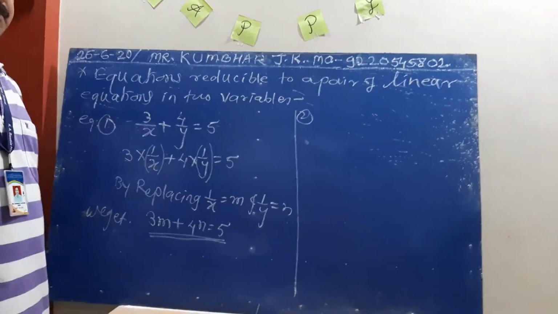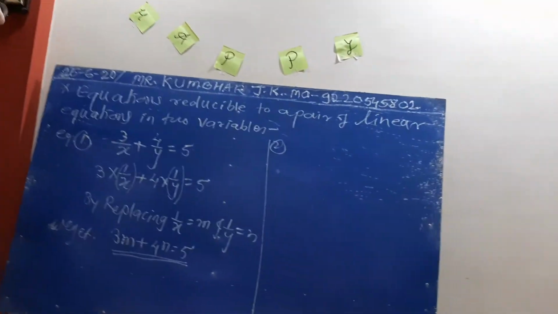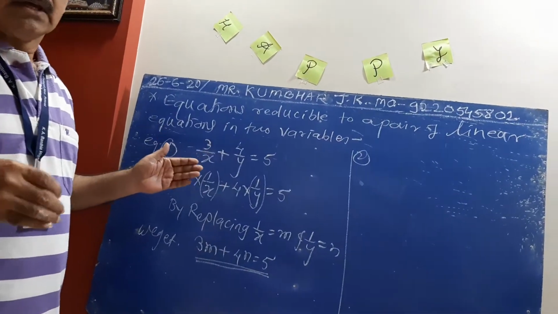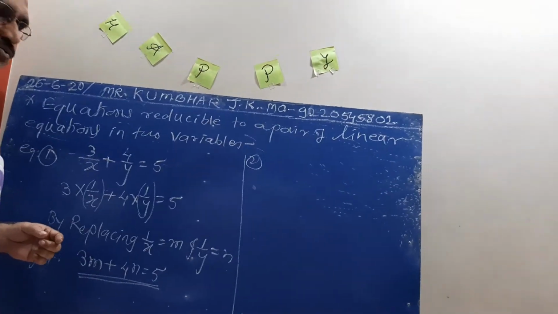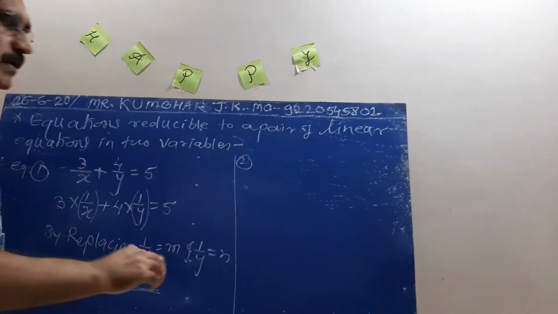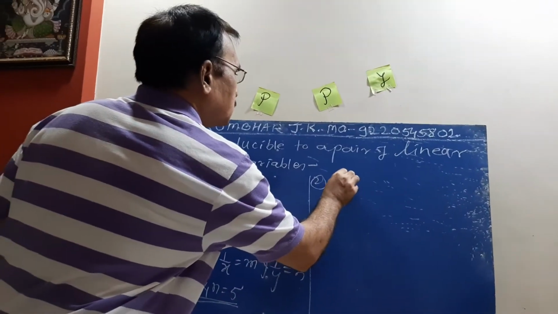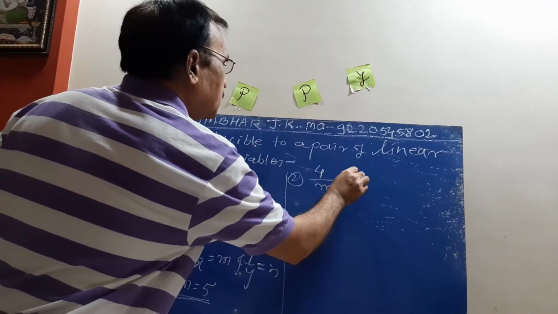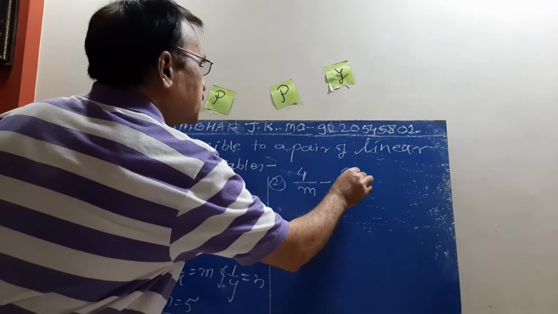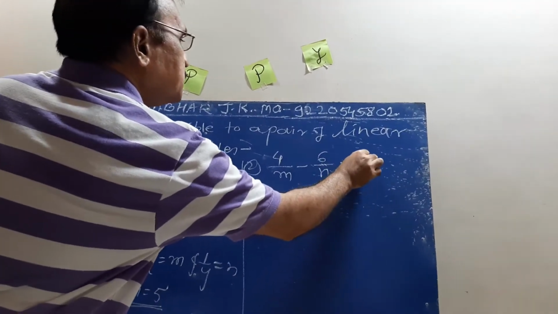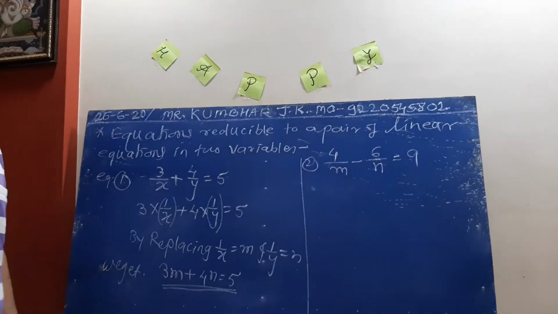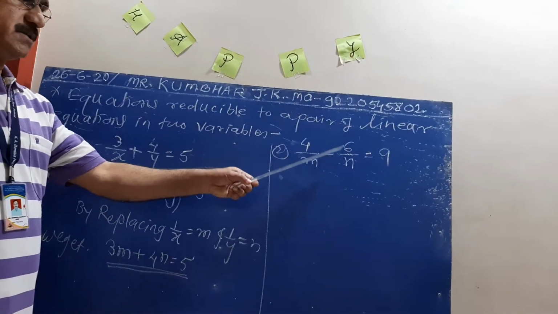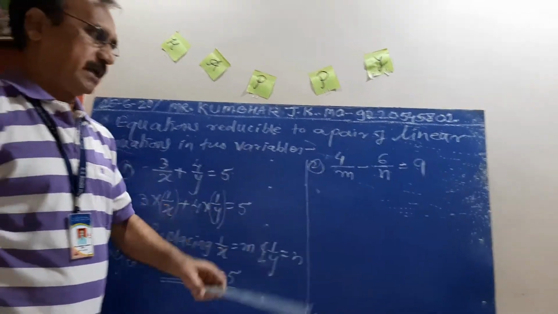Now second equation. Anush, can you tell me such a type of equation? Harshada, can you tell me? Yes, Anush, you can tell me. Yes, you stand up. Very good. 4 upon m minus 6 upon n is equal to 9. Sit down, very good.